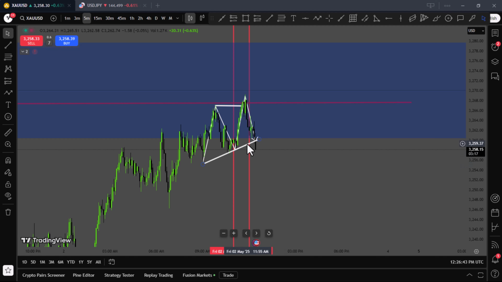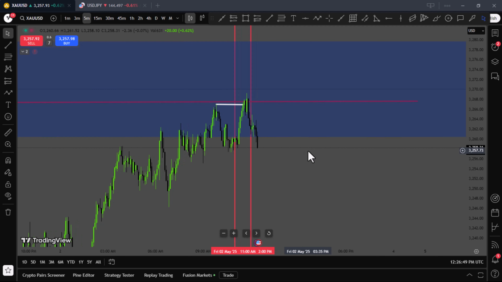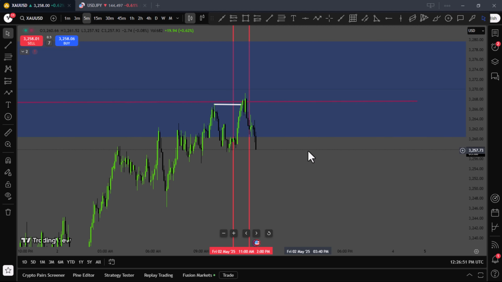Now the only thing that we are waiting for is just for me to enter into this trade, because currently there is no reason why we shouldn't enter into this trade, right? Price is pushing all the way down. We just have to enter into this trade.